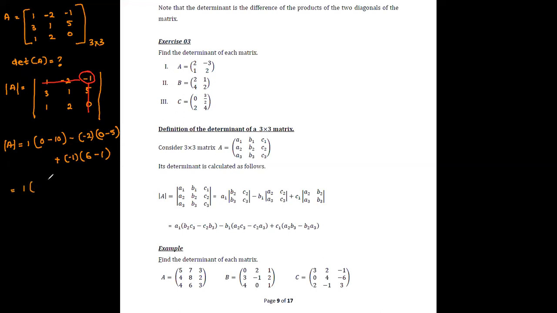1 times minus 10. Here it is minus times minus 2 times minus 5. It's plus minus 1 times 5. If you perform the calculation, minus 10 will be here. Again, another minus into minus into minus, it will be again minus 10. Then minus 5 will be here. Altogether we are getting the determinant of this matrix as minus 25. Determinant will be equal to minus 25.